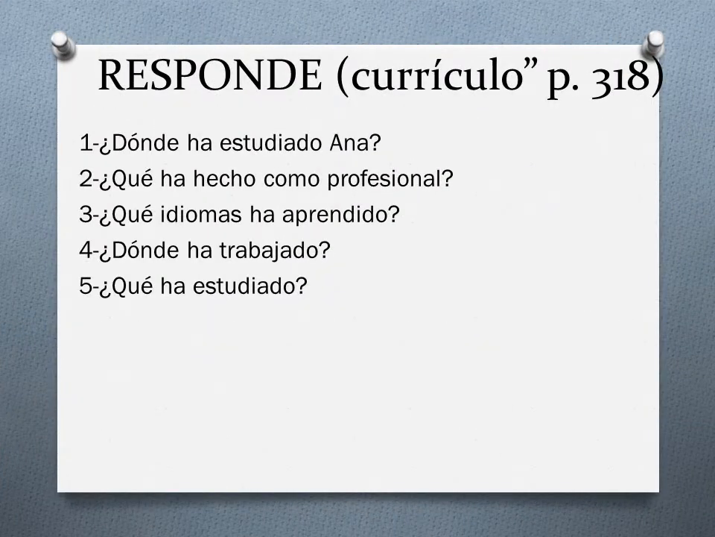Let's go to the resume or CV that we already studied before on page 318. And I'm going to now ask you questions in the present perfect in reference to the information in that document. ¿Dónde ha estudiado Ana? Where has Ana studied? ¿Qué ha hecho como profesional? What has she done as a professional? ¿Qué idiomas ha aprendido? What languages has she learned? ¿Dónde ha trabajado? Where has she worked? ¿Qué ha estudiado? What has she studied?